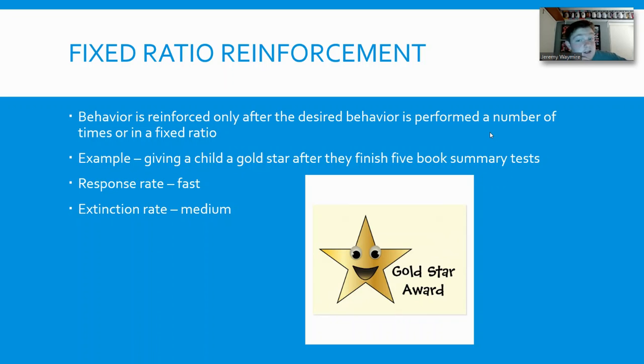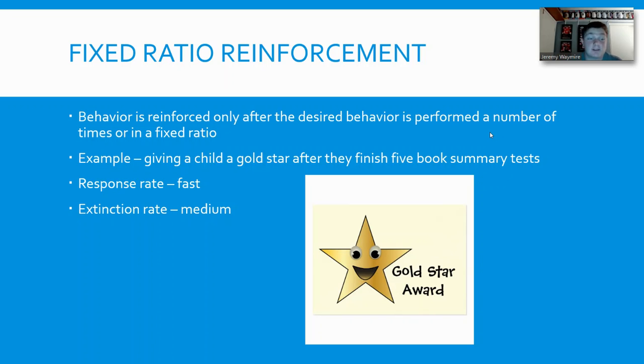Next is fixed ratio. This behavior is reinforced only after the desired behavior is performed a number of times. The example I used in this slide was giving a child a gold star after they finish 5 book summary tests. So the student reads the book, has to take a little mini test that you write up on it, and after they complete 5, not just after every single one, but after they complete 5, you reward them. The response rate is fast, so the child does perform these behaviors a lot.